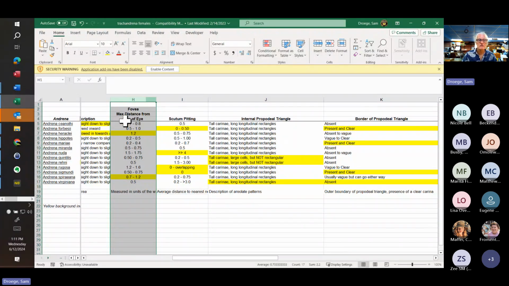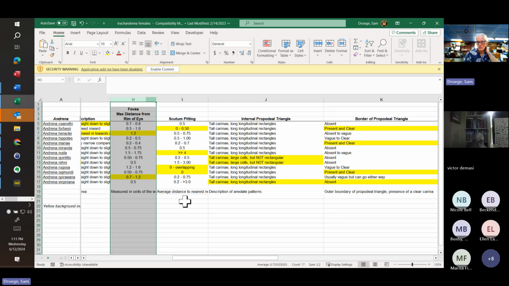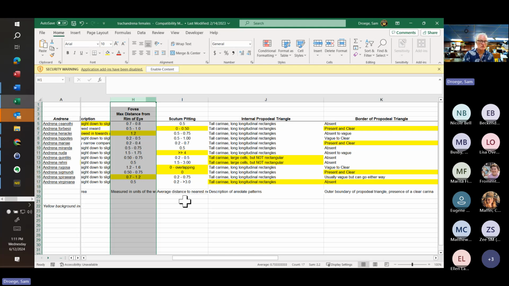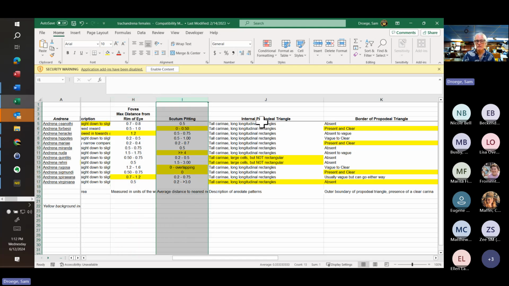So fovea max distance to rim of eye. So if you're looking at the inner rim of the eye, you're measuring the distance from the edge of the eye to the start of the fovea at the area of the antenna. So what we're basically looking for is sometimes it's close and sometimes it's so bowed out that there's a big distance between the two. Another useful thing. Here's pitting. We've talked about this many different times. Sometimes pits are dense, sometimes they're not dense.